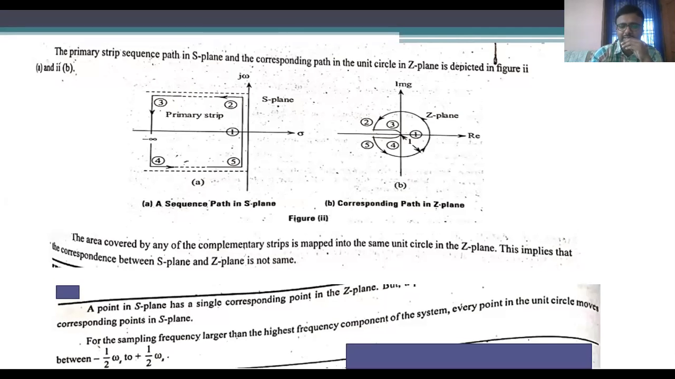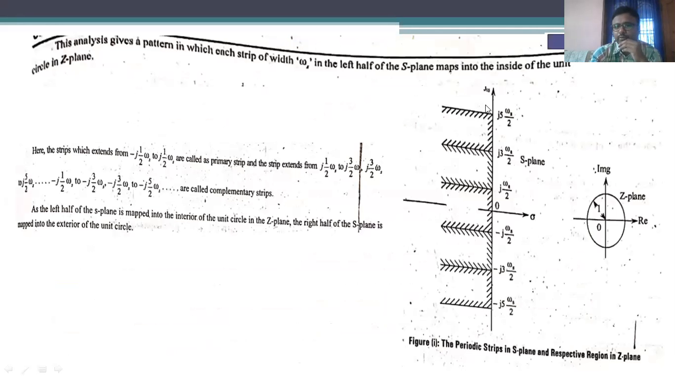Once again, I am going to tell that. So this is the j omega axis, and we have considered different portions on the j omega axis in equal parts. Let us suppose this is the origin point, and these are the different portions presented on the positive axis as well as the negative axis. The region from j omega s divided by 2 to minus j omega s divided by 2 is called the primary strip.